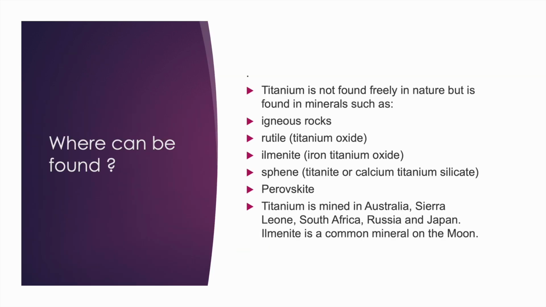Titanium by itself is not found freely in nature, but it is found in a few minerals such as igneous rocks, and then titanium oxide, iron titanium oxide, titanite, perovskite, and other minerals. And it is most commonly found and mined in Australia, Sierra Leone, South Africa, Japan, Russia, and even the moon.